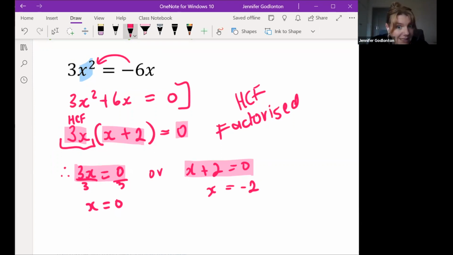What if you divide by 0? For the most part, it's undefined. So anything divided by 0 is undefined, except 0 divided by 0, which is something called indeterminate. The 2 becomes negative because when it jumps over to the other side of the equal sign, it changes its sign.